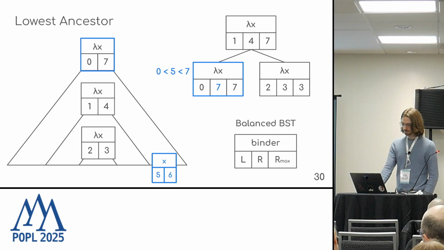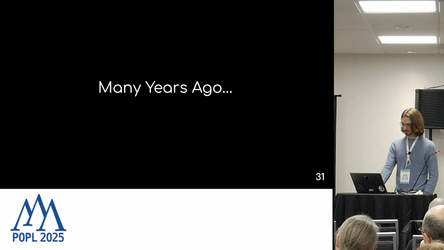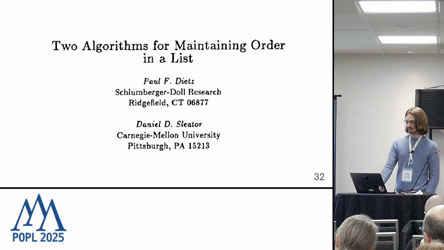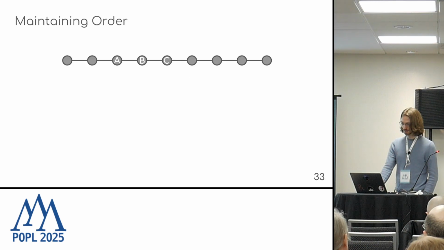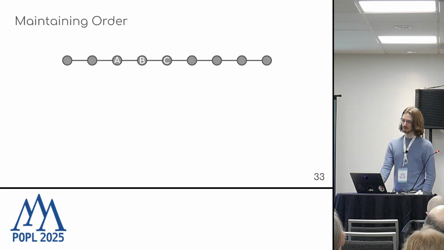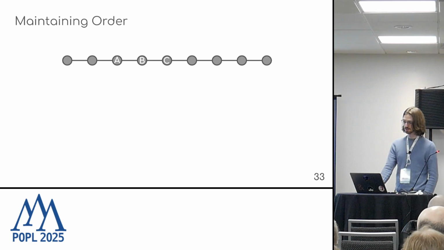Okay, so that's one problem. But there's another problem, which is how do we actually come up with these intervals? And how do we maintain them while editing? And for that, we're going to have to go back in time to the 80s. There's this paper, Two Algorithms for Maintaining Order in a List, that lays out an efficient implementation of the order maintenance data structure. And I won't talk about the implementation, but I will talk about the data structure and its interface. So an order maintenance data structure has a totally ordered set of elements, and it supports the following operations.